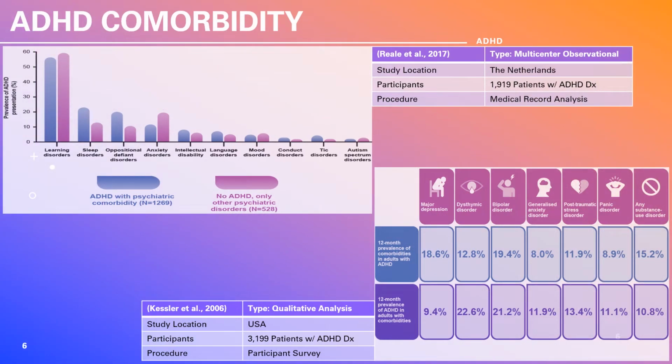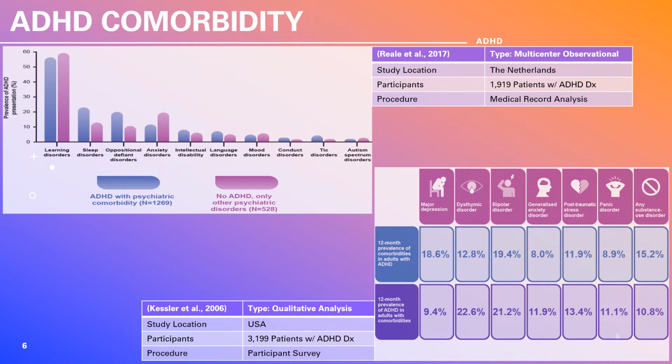Comorbid psychiatric disorders often complicate the recognition, diagnosis, and treatment of ADHD. A 2017 multi-center observational study by Real and others utilized medical record analysis of 1,119 participants 17 years of age and younger from 18 ADHD specialty facilities located across Europe. As you can see in the slide on the upper left, their findings indicate learning, sleep, oppositional defiance, and anxiety disorders are the four most common ADHD comorbid disorders in the study.